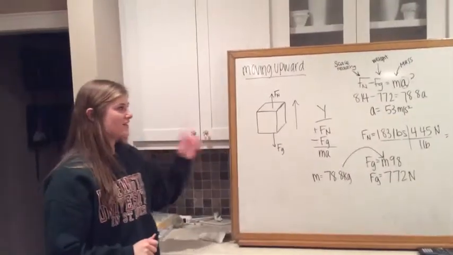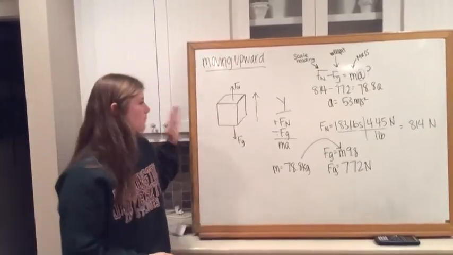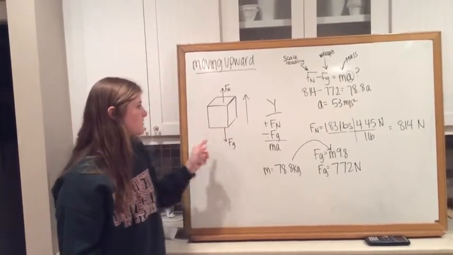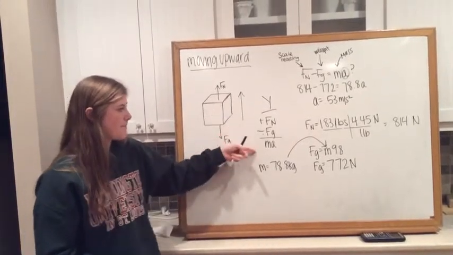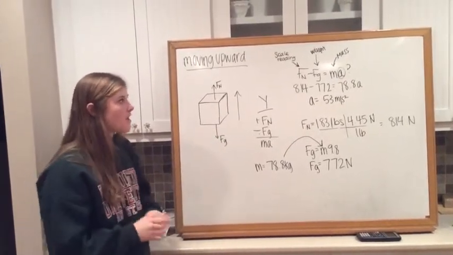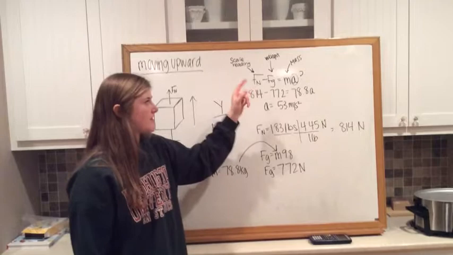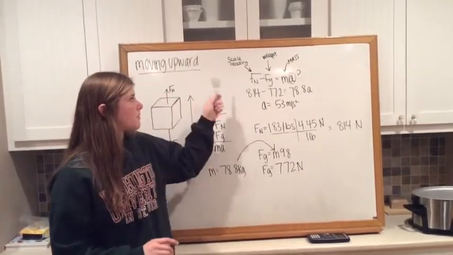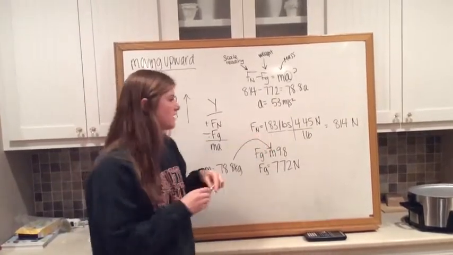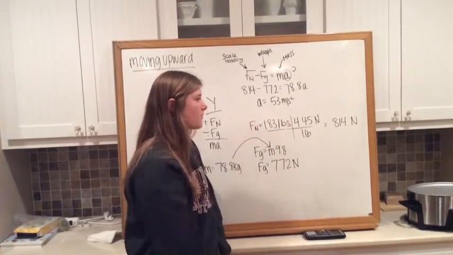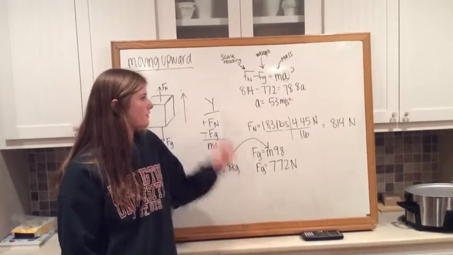Now we're going to calculate the acceleration of the elevator while moving upward. Since we're only working with the y direction, we use the normal force, which is pointing upward, and the force of gravity, which is working downward, and those will equal mass times acceleration. So we go back to the formula from the first one: the normal force minus the force of gravity is equal to mass times acceleration. The normal force is what we see on the scale, 183 pounds, so we convert that to newtons by multiplying by 4.45. That gives us 814 newtons, and that goes in for our normal force.